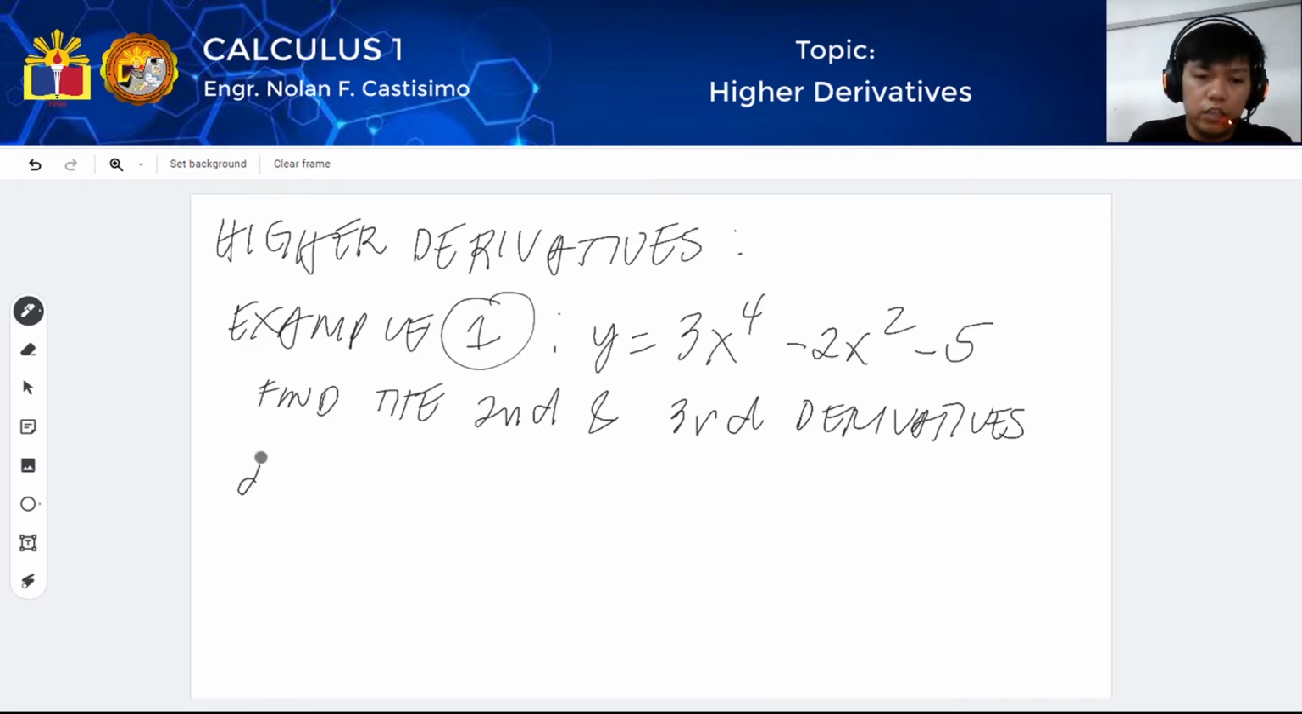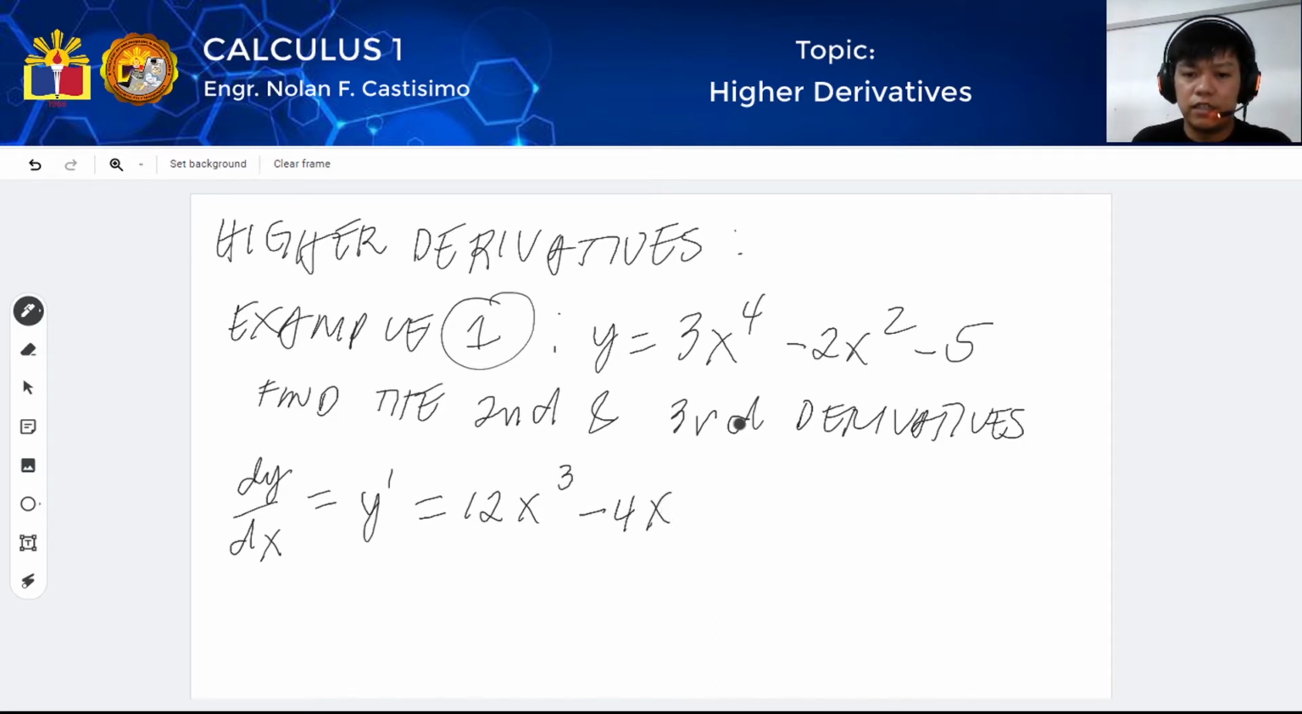So, we can write dy over dx or y prime for the first derivative. So, first derivative ng function na to, we have 12x raised to 3 minus 4x minus 0. So, hindi na natin isusulat yung 0 kasi constant naman yung 5, kaya 0. Ito yung first derivative.